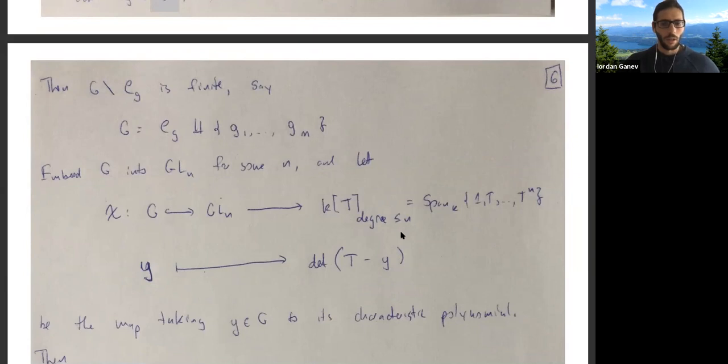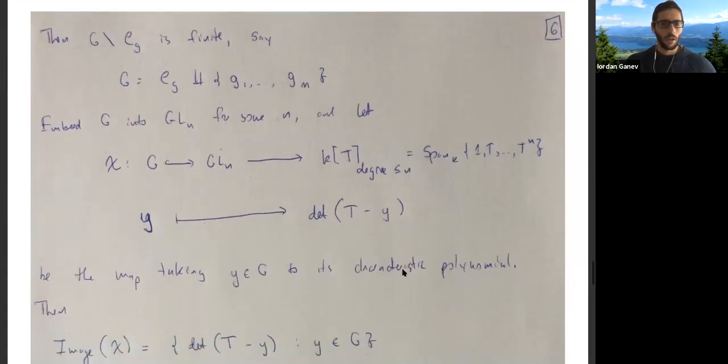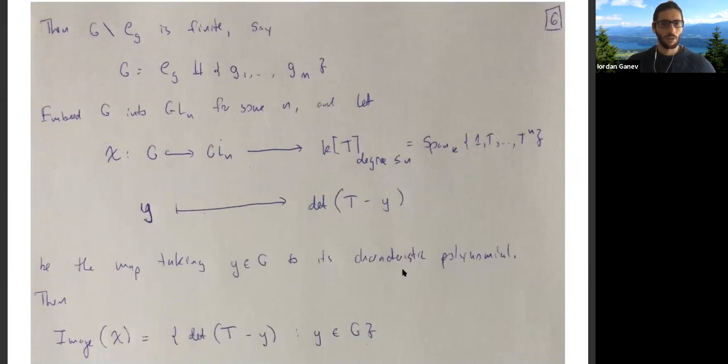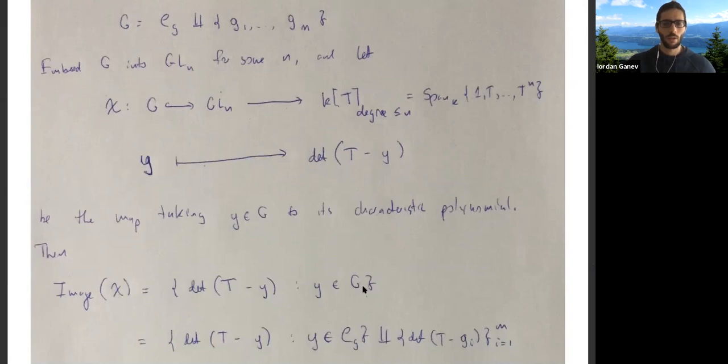So this is the map that takes y to its characteristic polynomial. And now we'll show that the image actually has to be finite. And this comes down to the fact that the characteristic polynomial is constant on conjugacy classes. So the image of the characteristic polynomial map is that of T minus y for y in G. So we know that everything in G is either one of these finitely many g_i's, so there's finitely many things here, or it's in the conjugacy class of this little g that we chose before.